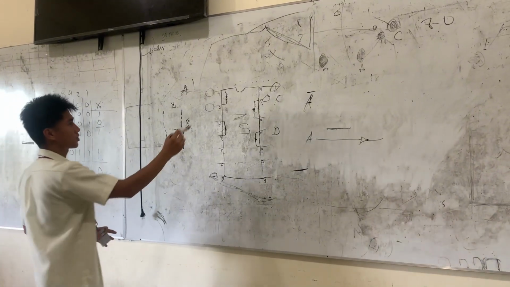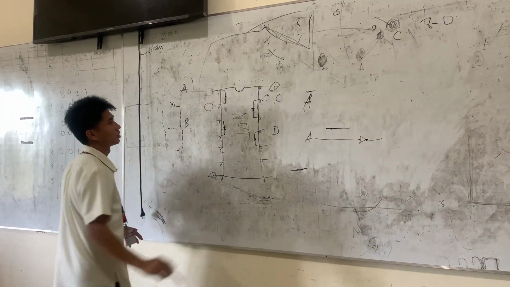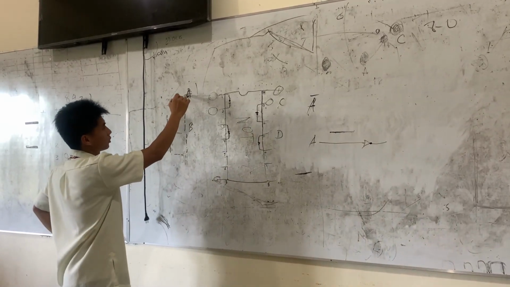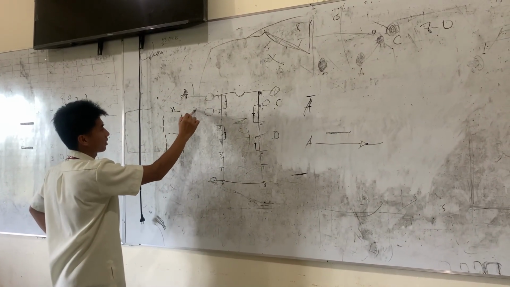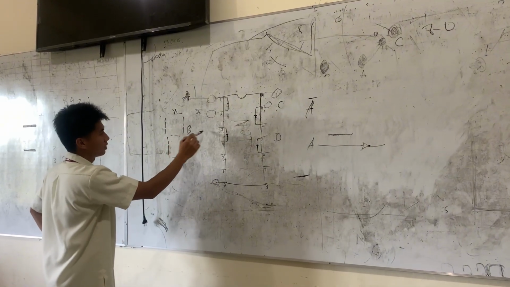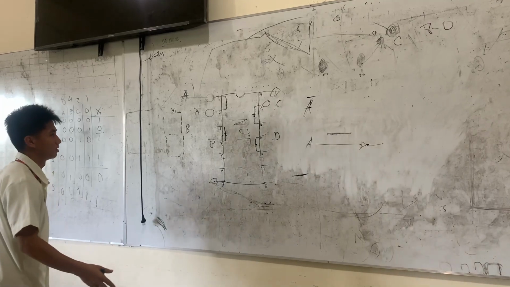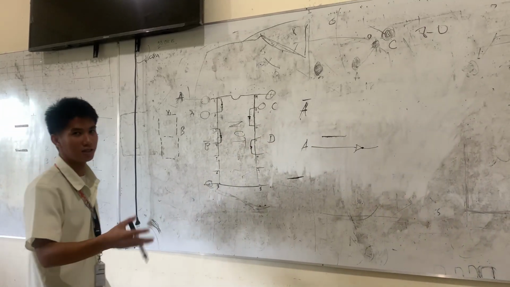To understand this, basically when you input an A, you get NOT A. When you input an E, you get NOT E. So that's just basically how it works. So let's move on to the AND gate.